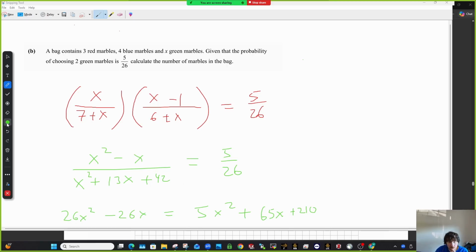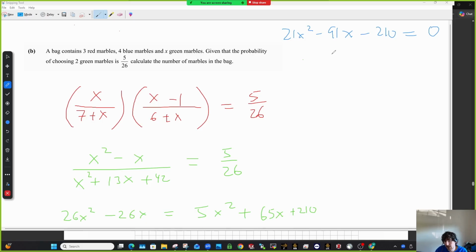Okay, so bringing them all over to the one side. Bring them all over to the left. 21x squared minus 26 minus 65, that'll be minus 91x, yep. And then bring the 210 over, minus 210, and then that's equal to 0.